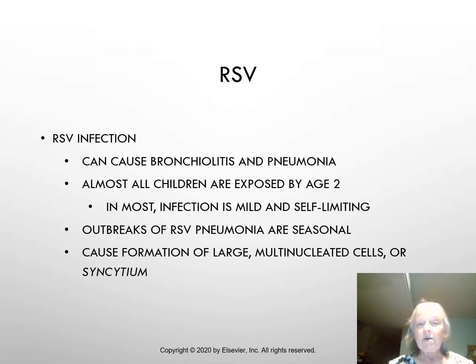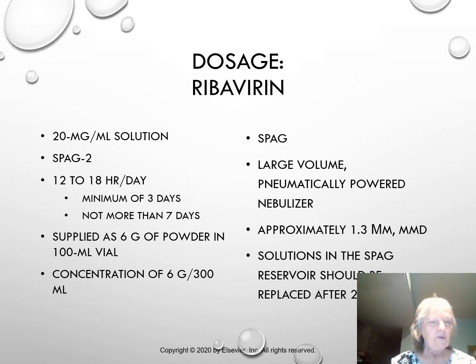And as you can see, RSV can cause bronchiolitis and pneumonia. Almost all children are exposed by age 2. Sometimes it's very mild, self-limiting. Unfortunately, in some cases, it does cause quite a bit of issues for those children. So you can see ribavirin or Virazole is a 20 milligram per ml solution. It's given by SPAG2. This is your small particle aerosol generator.